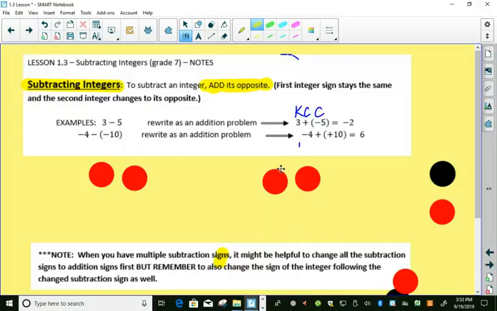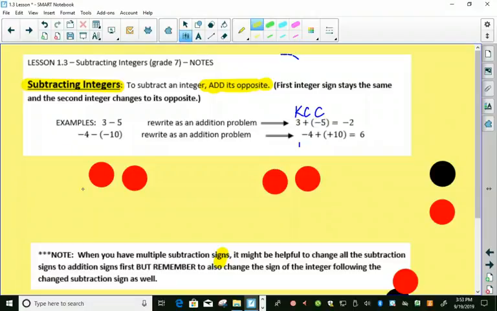The nice thing about this is now you have addition problems, and you know the rules for addition. If the signs are the same, you add them together and you keep the same sign. And if the signs are different in the 2 addends, then you take the difference, and whichever value is heavier is the sign that the answer will take. So by making them into addition problems, it can help us to solve some of these other problems.